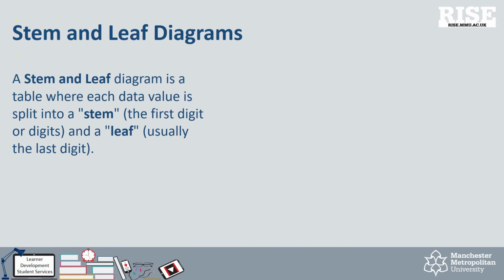That's all for our frequency diagrams. So let's move on to the second popular one that occurs in higher education, the stem and leaf diagram. Well, a stem and leaf diagram is just a table where each data value is actually split into a stem, commonly the first digit, and a leaf.